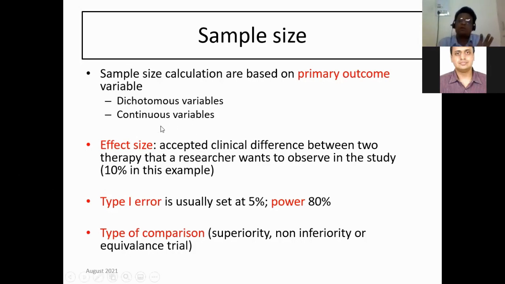Similarly, I also told you about effect size, that is, the accepted clinical difference between the two therapies, that means group A and group B, that a researcher wants to observe in the study. For example, in this study, if I give iron supplementation to one group and do not give iron supplementation to another group, I will consider the prevalence of anemia to be significant only when there is a difference of more than 10%. That means at the end of the study, if I say that the prevalence of anemia in the iron supplementation group was 9%, and in those who did not receive iron supplementation was 7%.